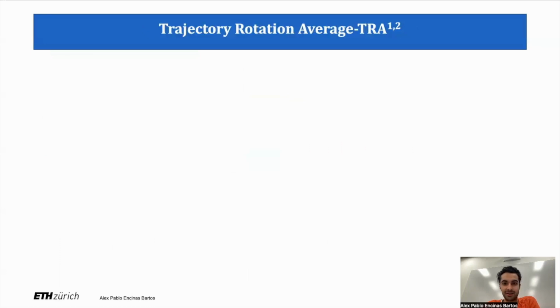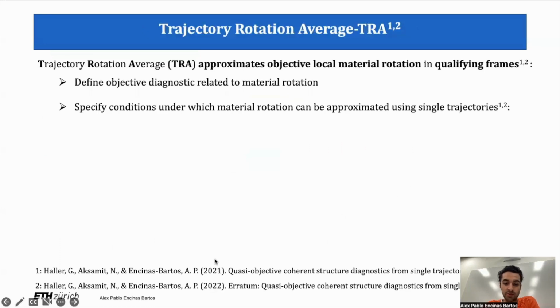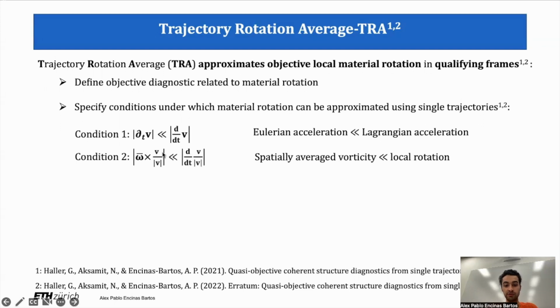To tackle this problem, a paper from 2021 by the same authors introduced a metric which is called trajectory rotation average. Now, this trajectory rotation average approximates an objective local material rotation in qualifying frames. The way this diagnostic was derived is that first you define an objective diagnostic which is related to material rotation, and then you specify conditions under which this objective diagnostic can be approximated using single trajectories. These conditions are twofold.